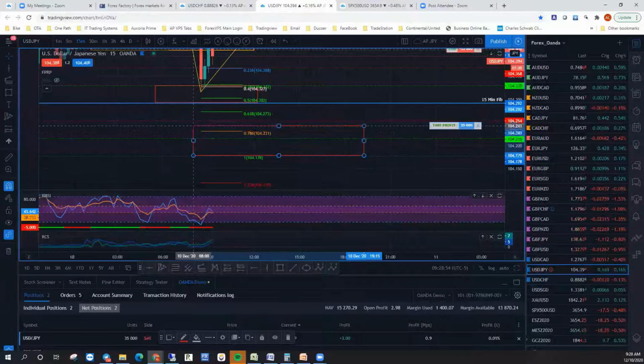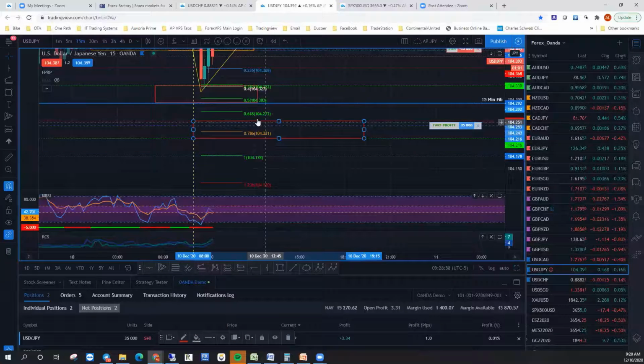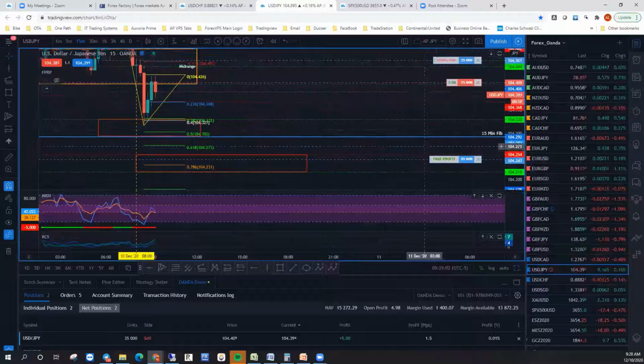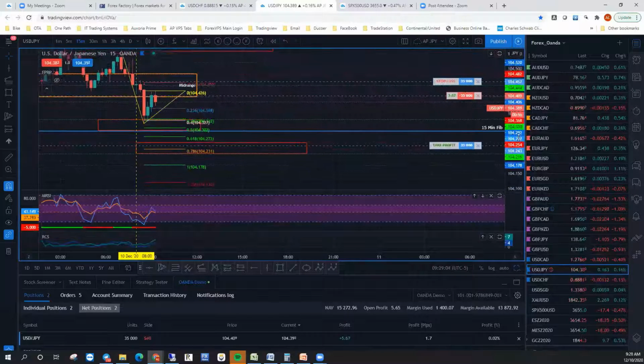And I'd be more apt to look at this with the red line to the green line into this zone right here. Potentially.